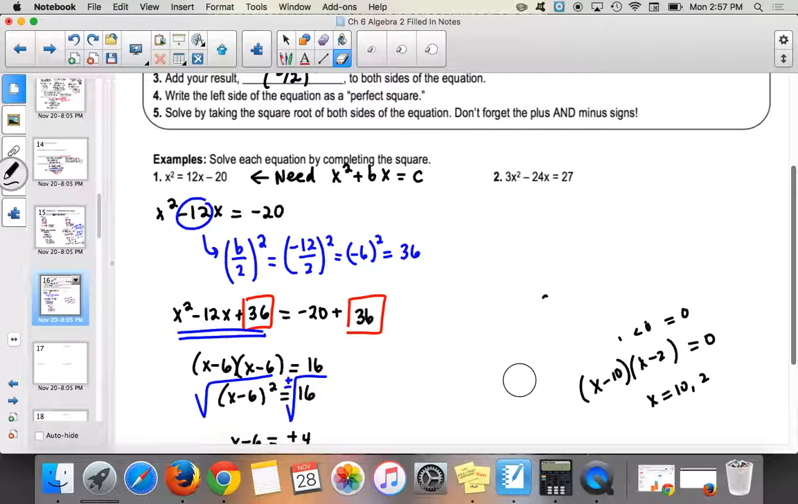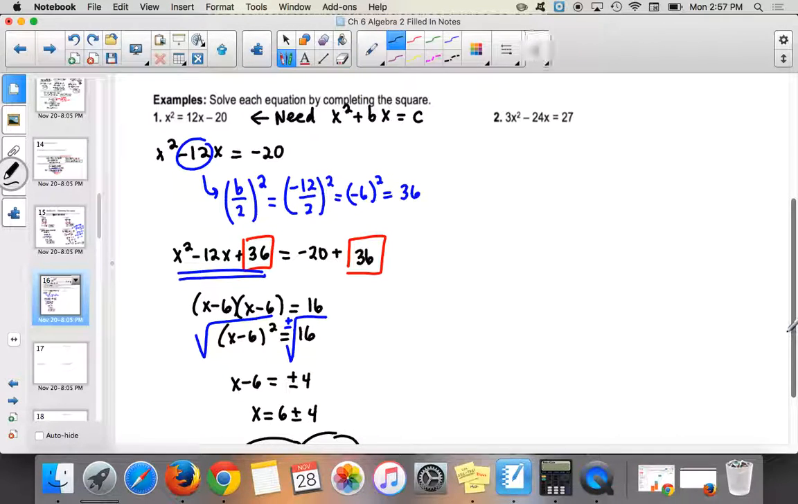All right, so let's do the next one. So I have 3x squared minus 24x equals 27. So I need x squared plus bx equals c. The important part about that is it's 1x squared. So we're going to divide everything through by 3. In this case, we don't get fractions, but sometimes we're going to have fractions, and we're going to go with it. So we're going to have x squared minus 8x equals 9.